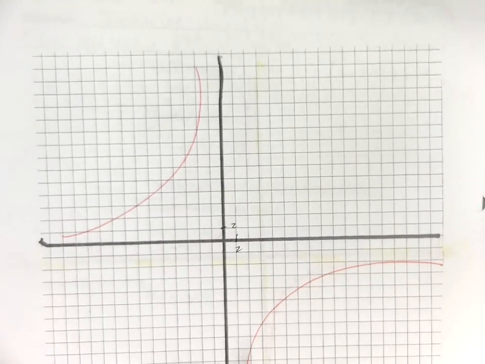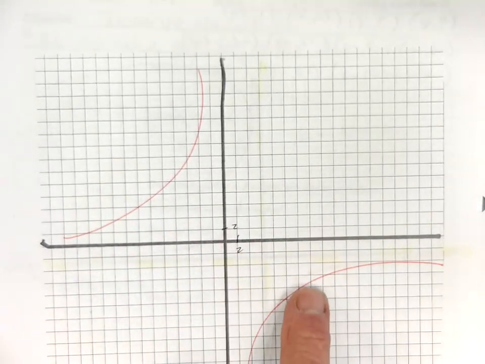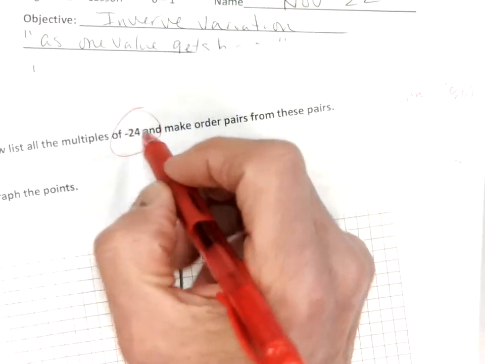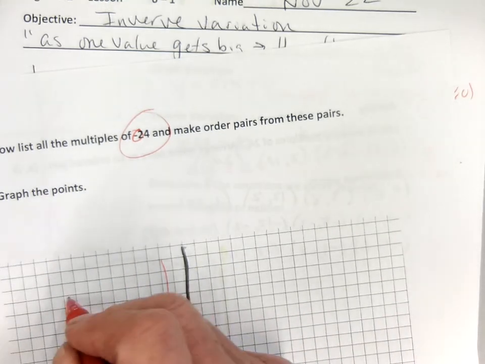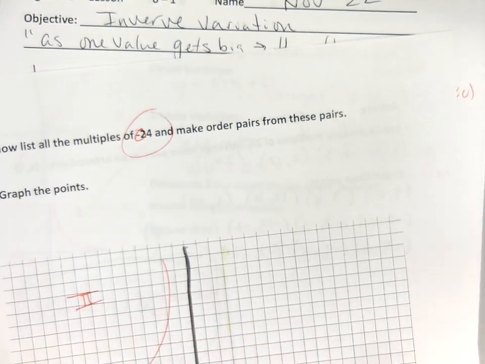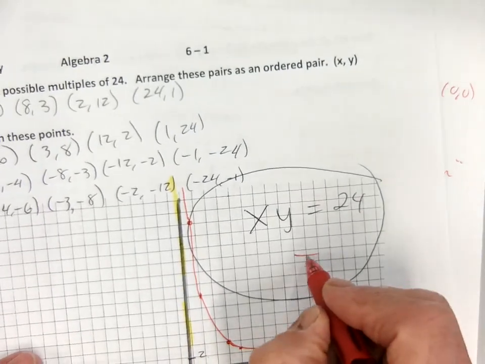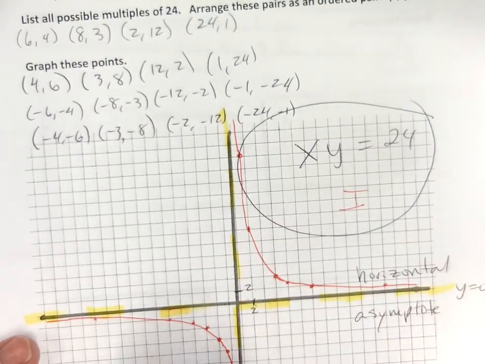We didn't do it, but the graph would be here and here because you'd have a positive times a negative, or a negative times a positive. Does that make sense why it'd be here and here? Same graph, but if your constant of variation is negative, you'd be in quadrants 2 and 4. In this graph, you're in quadrants 1 and 3. Yeah, okay, that makes sense.